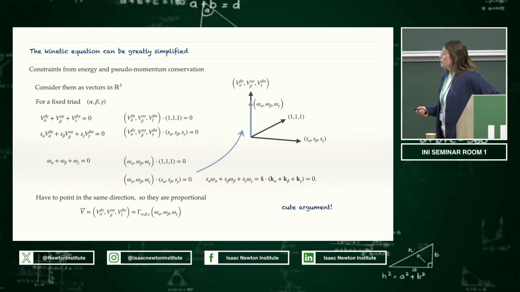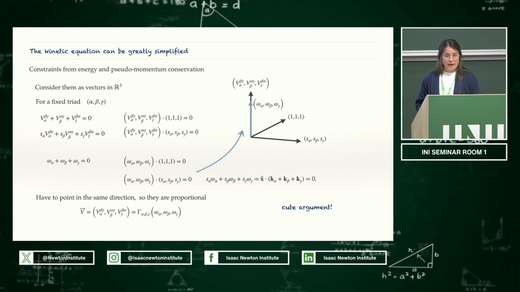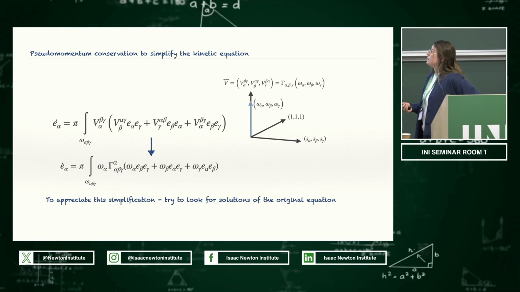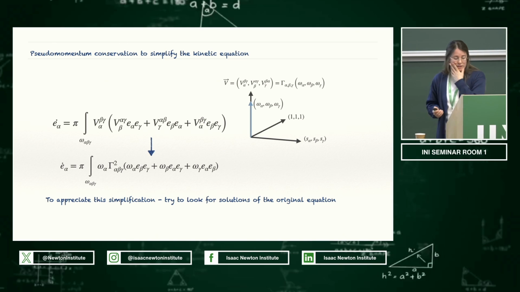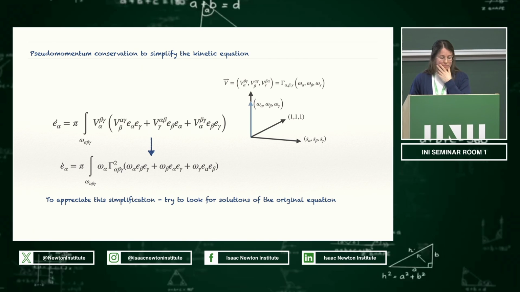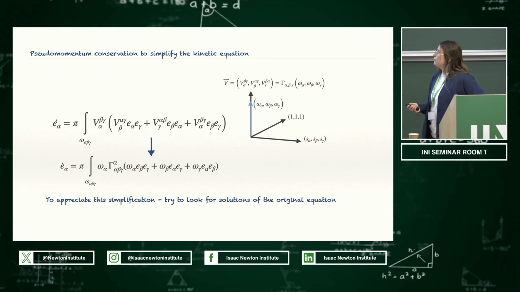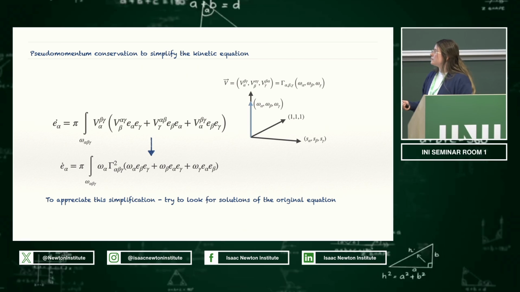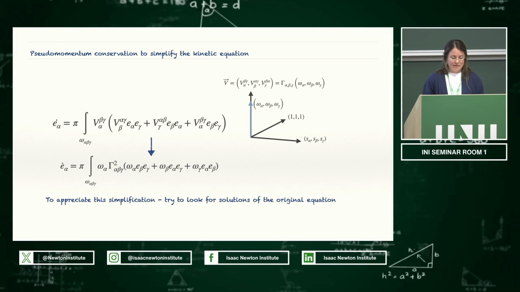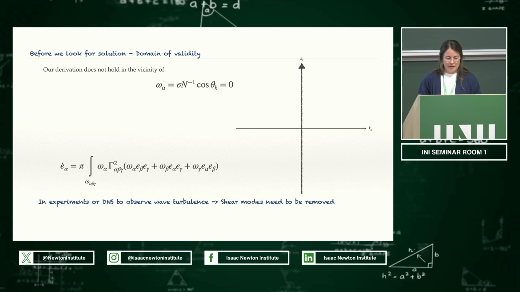And so they're pointing in the same direction, so they are proportional by some factor, and that really simplifies the kinetic equation, because now we can write it in terms of one interaction coefficient and the frequencies. And it might not look much simpler, but you can really appreciate the simplification if you try to look for solutions of the original equation with respect to this much friendlier version. Even numerically, it's a nightmare, so it's a real simplification.